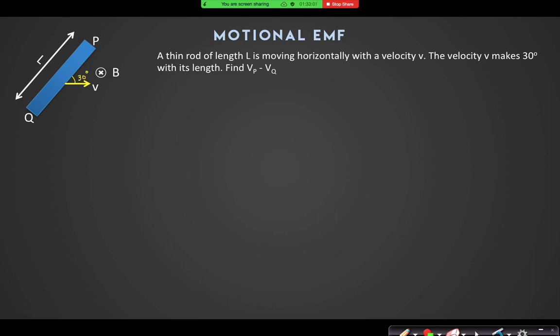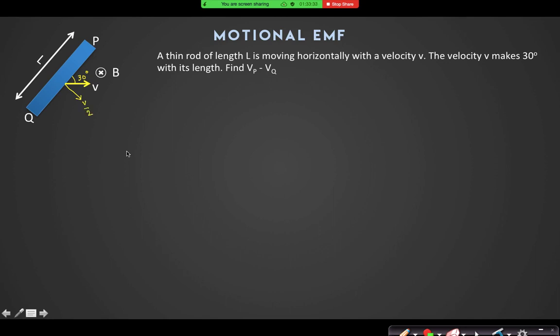Sir, VBL by 2. Yes, sir. VBL by 2? Yes, sir, if the length vector is along Q to P. Sir, only VBL by 2. Okay, so always only take VBL by 2. Always take the component of velocity that is perpendicular to length, yes or no? Yes, sir. So is it V by 2?